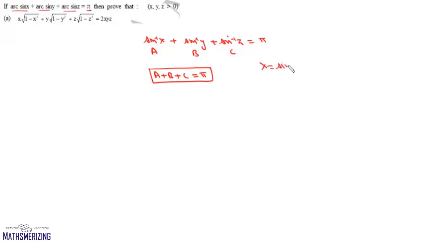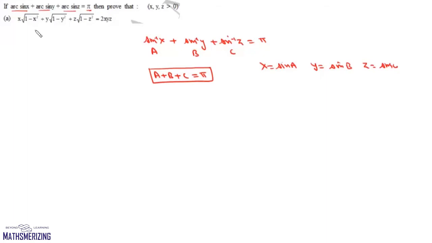So what we're given is sine inverse x plus sine inverse y plus sine inverse z equals pi. Now what we'll do is we'll take this as a, we'll take this as b, and we'll take this as c. Then what we are given is the condition that the value of a plus b plus c is pi, where x is sine a, y is sine b, and z is sine c.